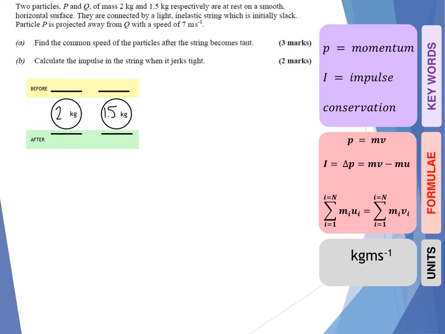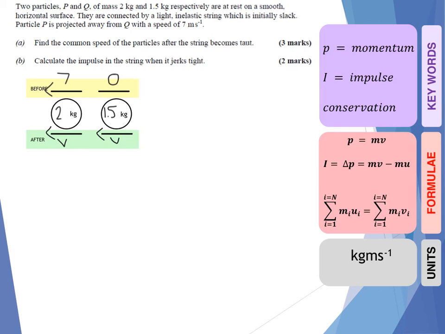Our before scenario is that particle P, the left-hand one, is projected away from Q with a speed of 7, whereas Q starts with 0. We're asked to find the common speed of the particles after the string becomes taut. As one is moving to the left to start off with and the other is stationary, we know that the movement afterwards has to be to the left. It's a common speed, so we can use the same letter, and I'm going to use v because it's the final velocity.